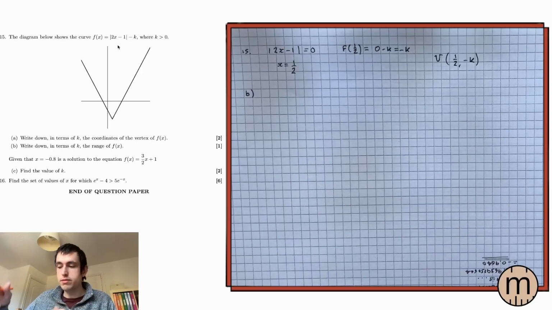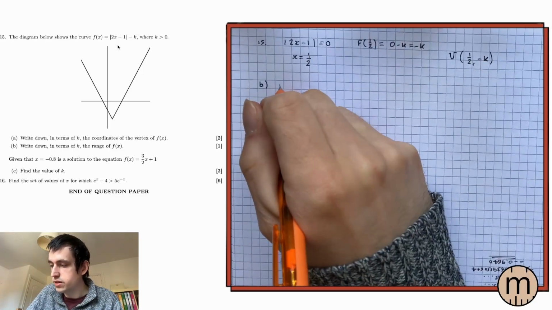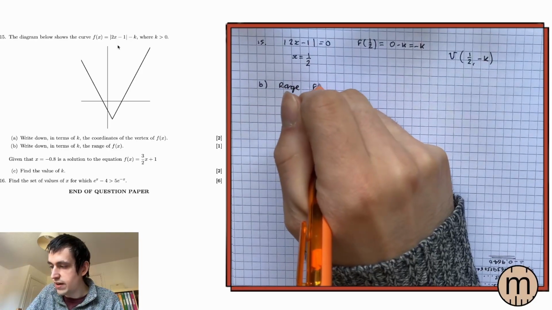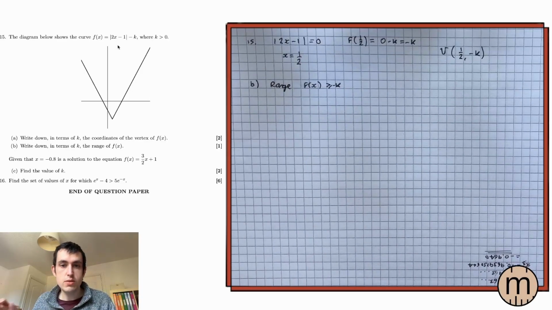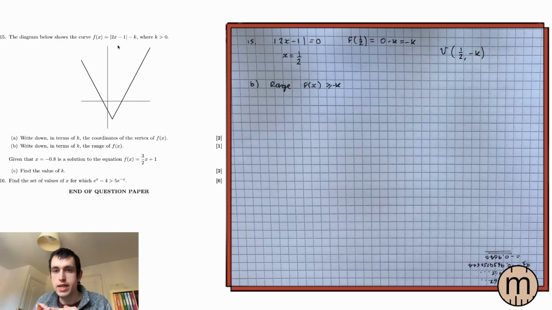There's no stopping point. So in fact, the range will be just f of x is bigger than or equal to minus k. And that's it. That's why it's only worth 1 mark here, because there's not exactly much writing to do. Once you've got the lowest point, it's just anything higher. And I know the diagram does stop here. That doesn't make a difference. That goes on forever and ever.